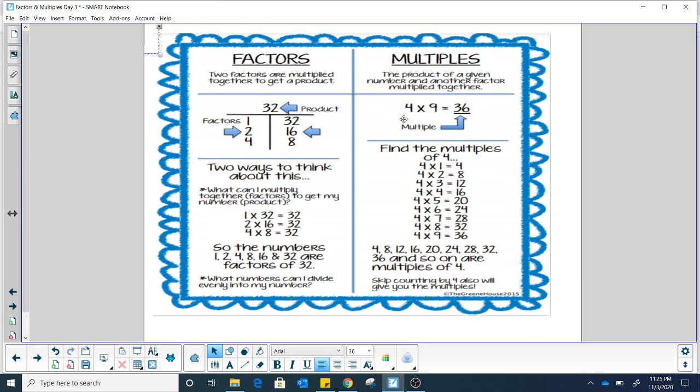So as we continue to talk about multiplication, this is going to be really important, and we need to keep that in the back of our minds moving forward, because we're going to be talking about factors and multiples as we begin to multiply even larger numbers and eventually divide.